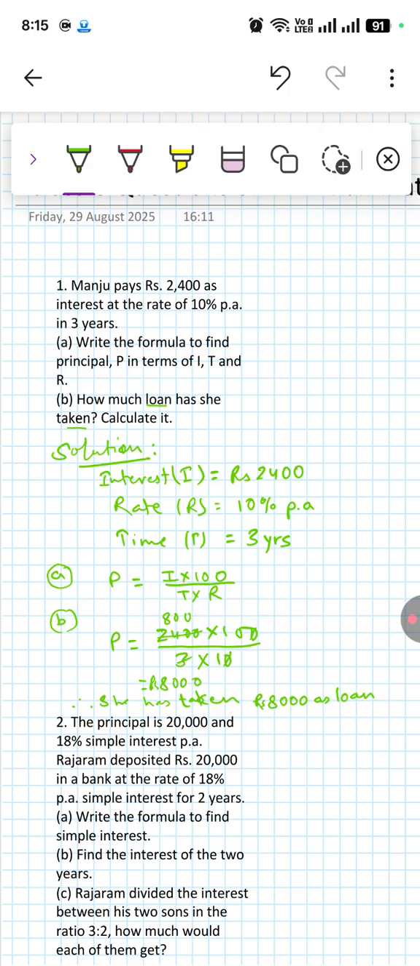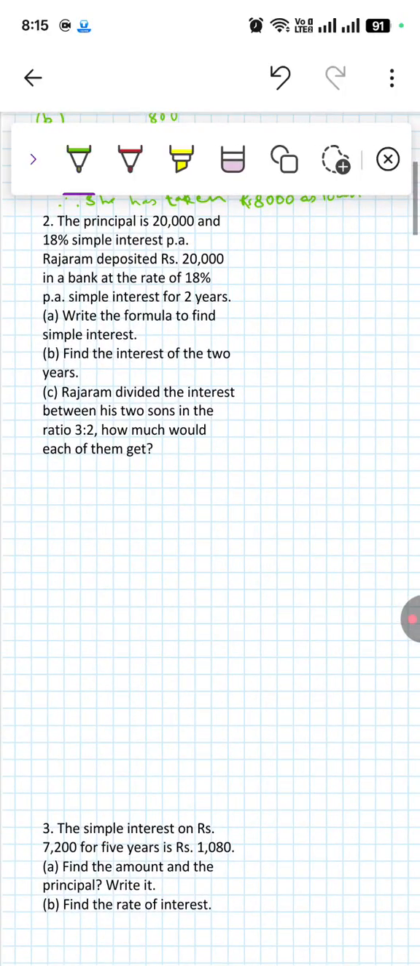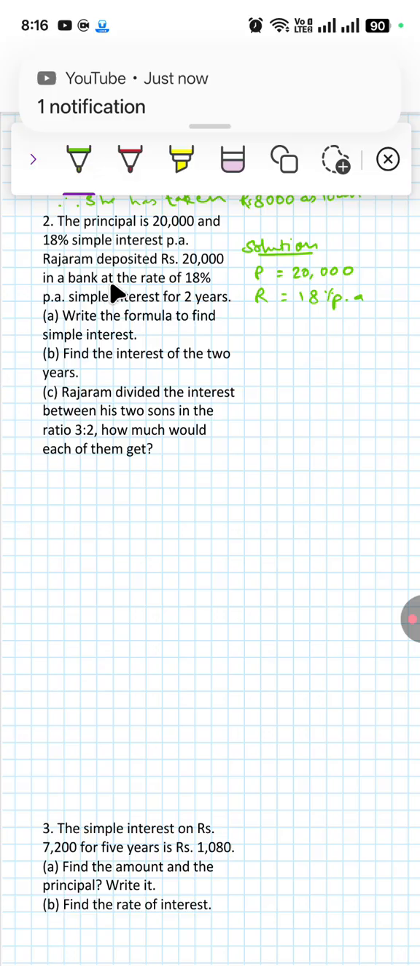Now let us see the second question given in the BLE. The principal is 20,000. So whatever things are given, we will write it down over here. Solution. The principal P is equal to 20,000 rupees, and 18% simple interest. Rate is given, 18% per annum.